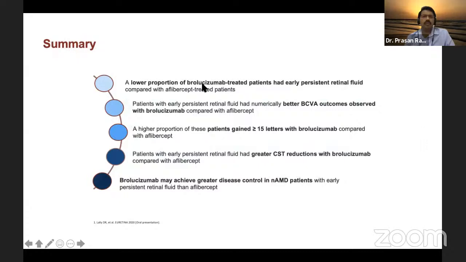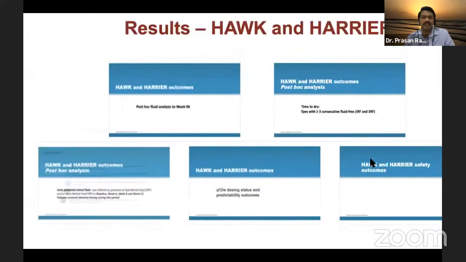So here you had a lower proportion of brolucizumab-treated patients who had persistent subretinal fluid, and eyes treated with brolucizumab had better vision. They gained more than 15 letters in a higher percentage of patients, and they had better reduction of fluid or CST in these patients.